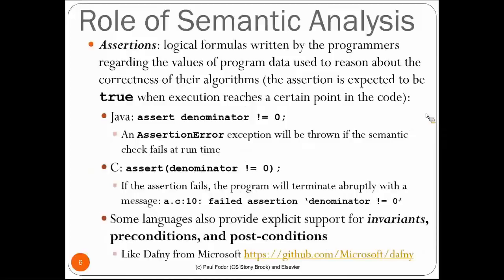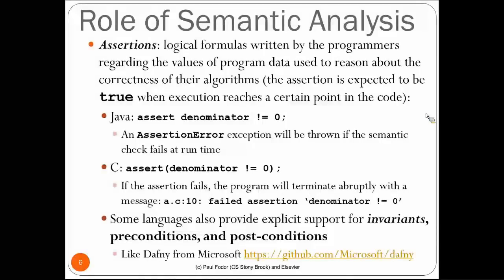Many of you know about assertions, especially from Java, from our computer science classes. Assertions are logical formulas written by programmers regarding the values of the program, used to reason about the correctness of algorithms. An assertion is expected to be true whenever the execution reaches a point in the code. So, for instance, here we have a few examples. In Java, the syntax for writing assertions is assert and then a logical condition that is expected to be true for the program to be correct. If that logical condition is false, then an assertion error exception will be thrown if the semantic check fails.